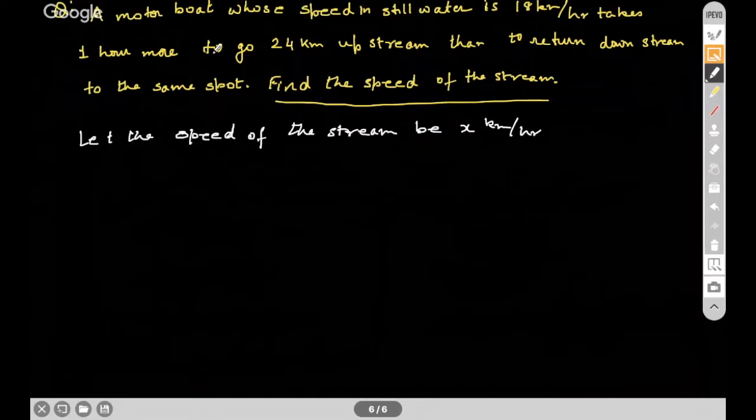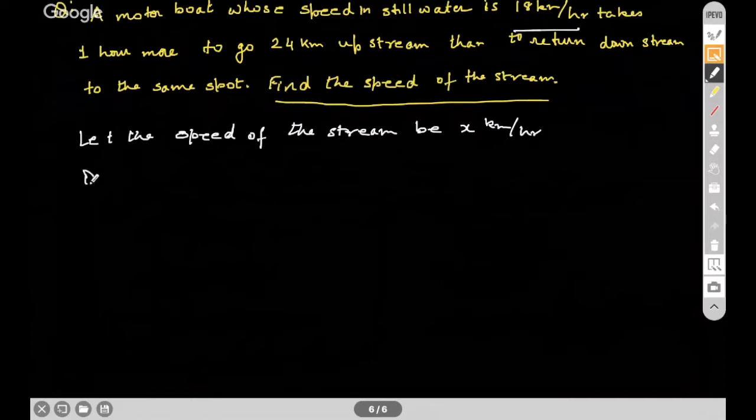Now, a motorboat whose speed in still water is 18 kilometers per hour. Obviously, when it is going downstream, its speed will be more, because the velocity of the water will aid the velocity of the motorboat. And while it is going upstream, it will have a lesser speed, isn't it? So now it is saying 1 hour more. So what is constant here? The constant is the distance, right? So distance traveled upstream is equal to distance traveled downstream.